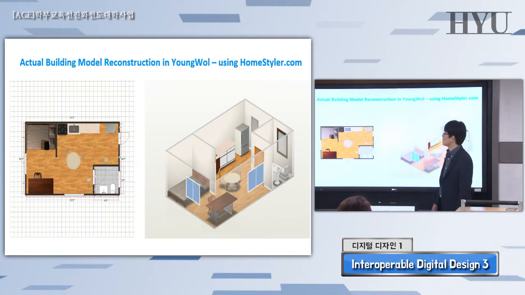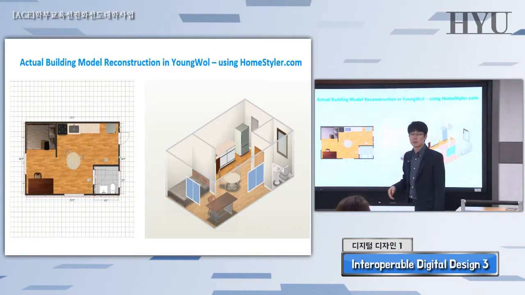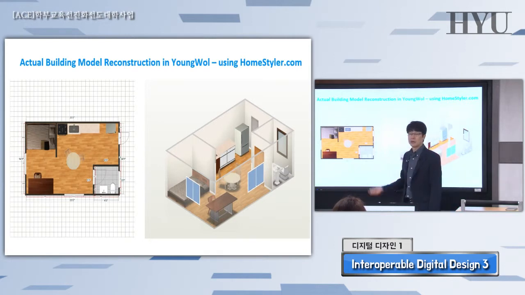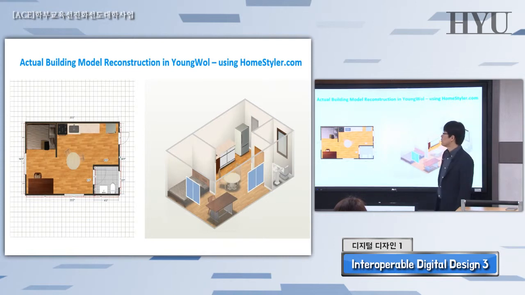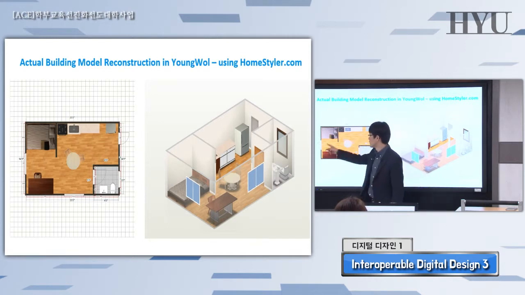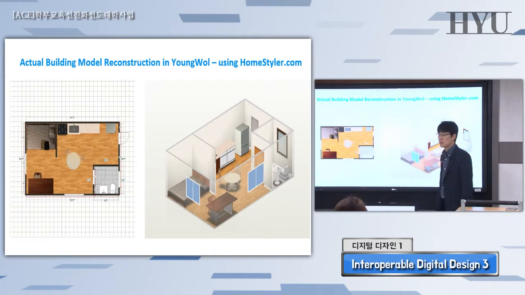Actually, this is the Youngworld City apartment example that I showed you before. That one has been modeled by Revit, but for visualization purposes, we don't need a higher level of detail BIM model as in the actual design process using Revit. For design, visualization, and presentation, we used homestyler.com, okay? Very easy and quick. As you know, this kind of design can be done in 10 minutes, okay?